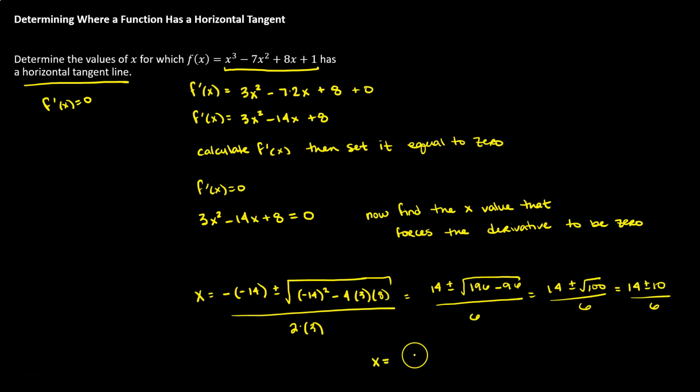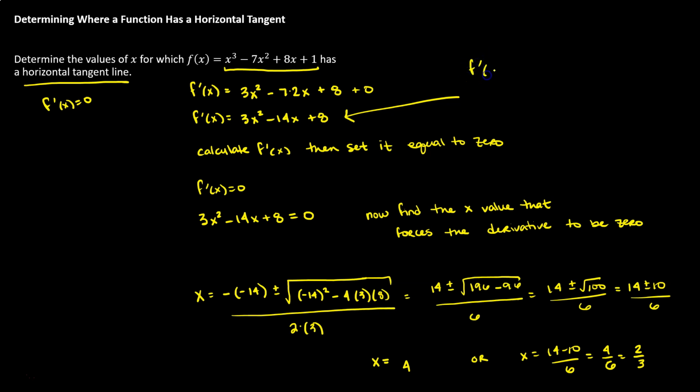So then x is either equal to 14 plus 10 over 6, or x is equal to 14 minus 10 over 6. So we get our two answers here. 24 over 6, that simplifies to be 4. And 4 over 6, that actually doesn't simplify to be a whole number, but we can reduce that fraction to 2/3. So what we just found is that for the function we're looking at, it will have a horizontal tangent line when x equals 4 or when x equals 2/3.